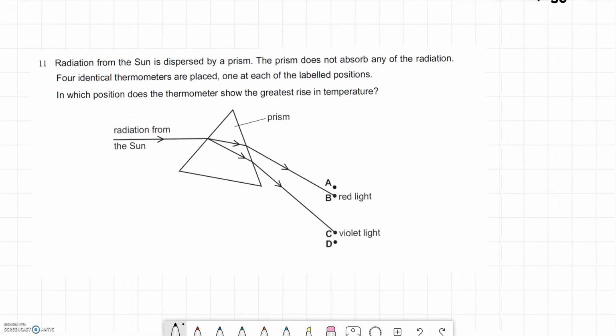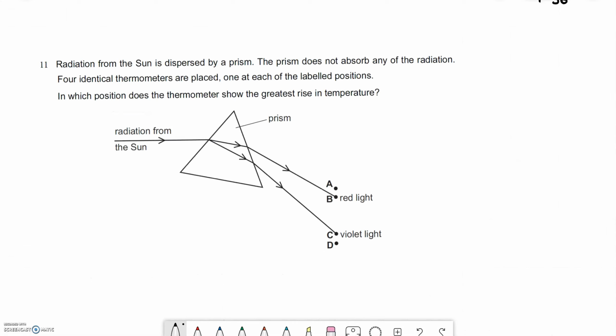Let's have a look at this one now. Yes, quite a few asked about this one. This is a really good question here. We've got radiation from the sun coming in. So the sun emits a broad range of waves from the electromagnetic spectrum. It says the prism does not absorb any of the radiation, so we know that it's all going to get through. 4 thermometers are placed at each of these positions A, B, C, and D. In which position do we get the greatest rise in temperature?